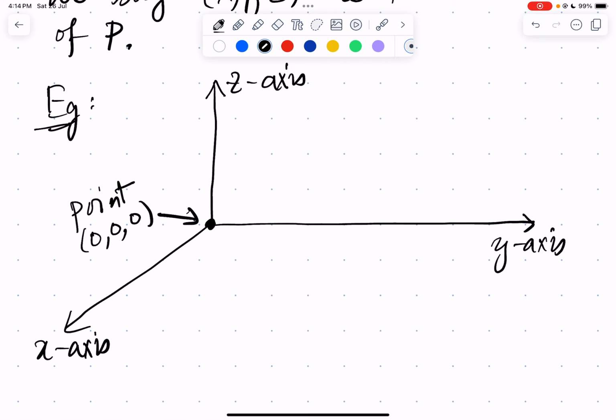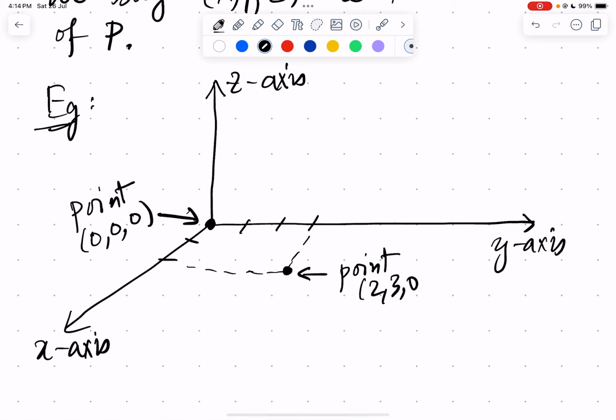And we can consider some other points. For example, this point is 2 comma 3 comma 0. Its address is: begin at the origin, move 2 units along the x direction, move 3 units in the y direction, and move 0 units in the z direction. This is the address of this point. Hence this point has coordinates 2 comma 3 comma 0.